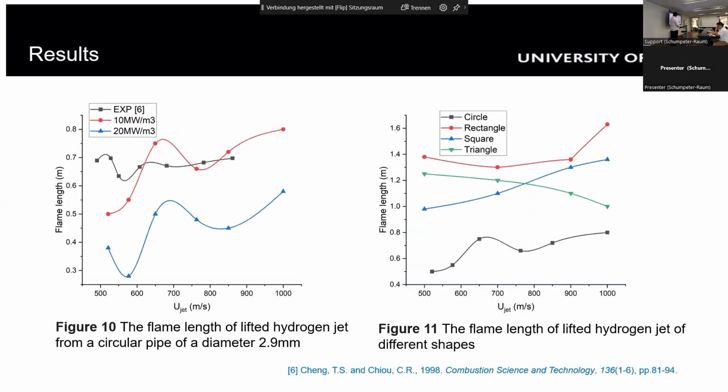And here is the flame length. Also, I compared the flame length for different heat release rates, and I find that the 10 milliwatts heat release rate is closer to the experiment data. So I use it to measure the flame length, and the different shapes also show that the flame from the circle pipe has the lower flame length.